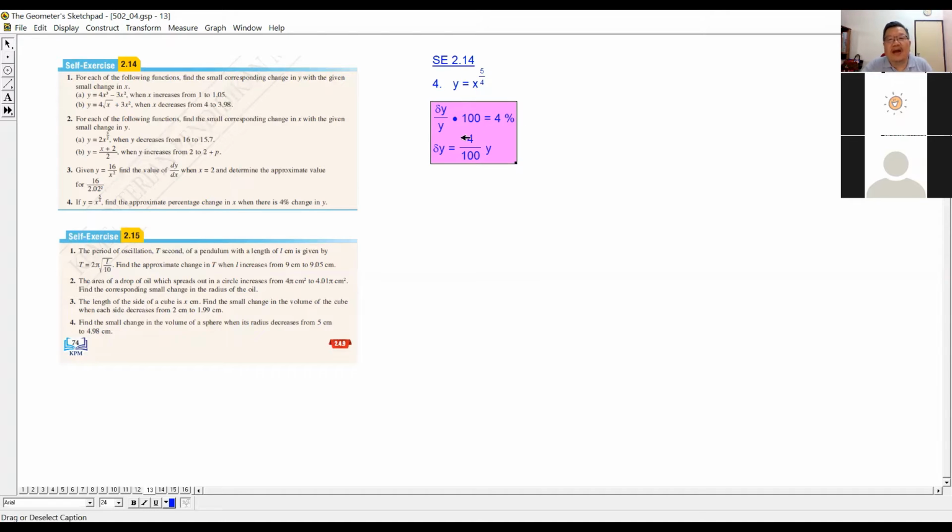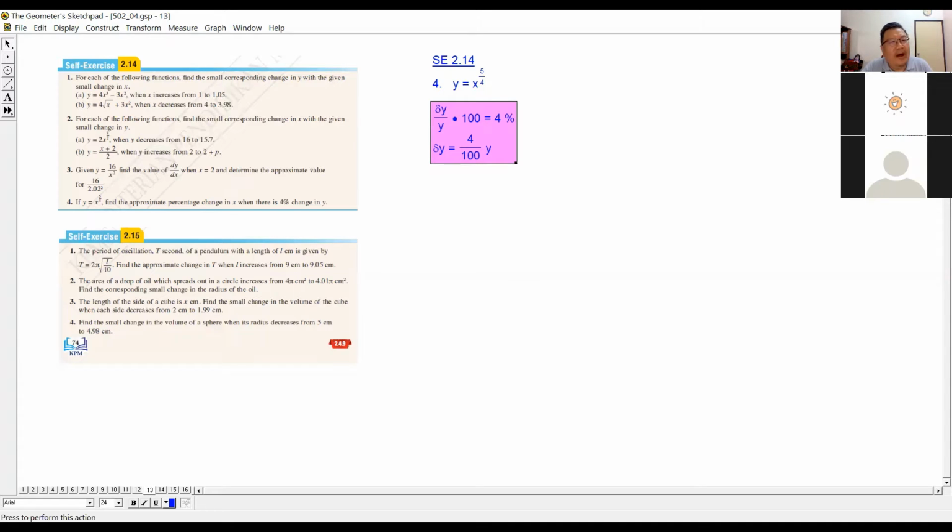So the next step, I change it to delta y. So delta y is 4 over 100 y. I throw away the percentage sign already because delta y is not a percentage. Delta y is a number. So what is this number? 4 over 100 y. So far, okay or not? Can repeat, okay, teacher. Okay.